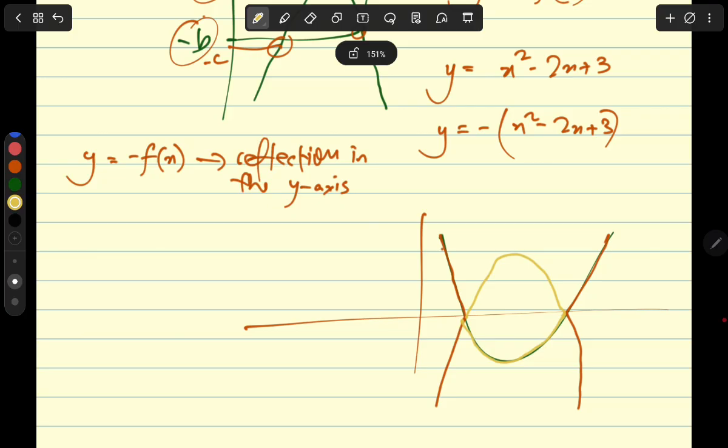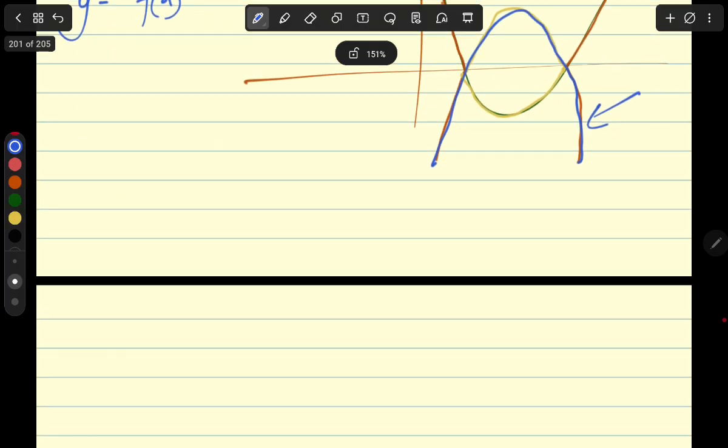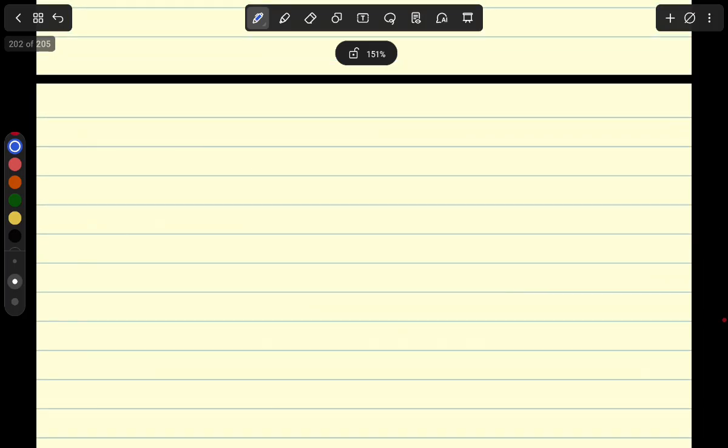Okay, so this blue function is going to become the transformed version, the reflected version, right? So this is reflection in the, sorry, I wrote this wrong. This is reflection in the x-axis.